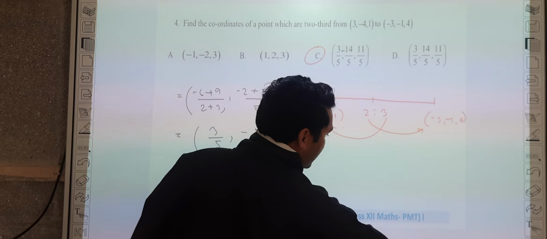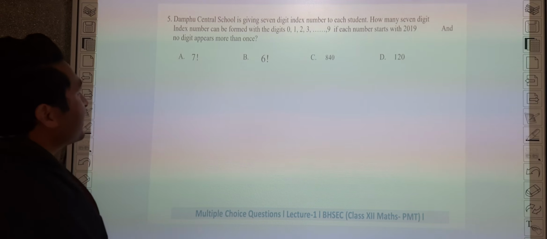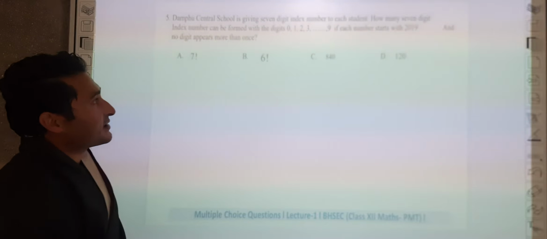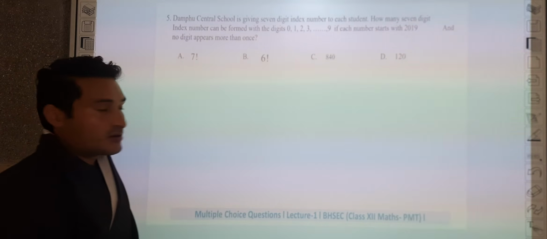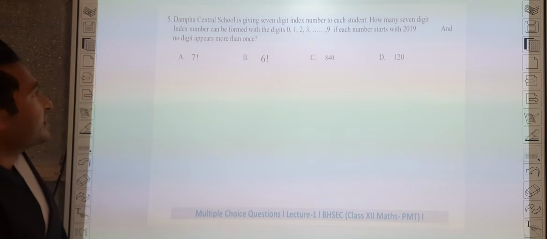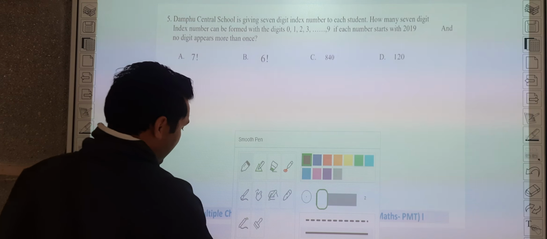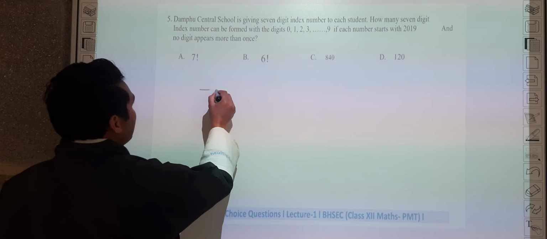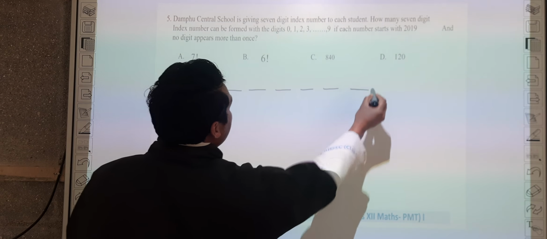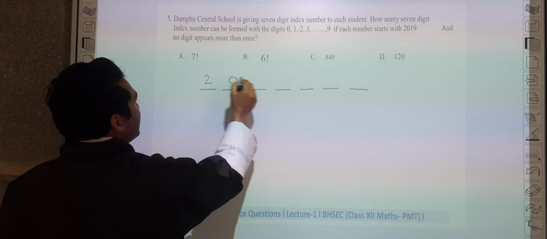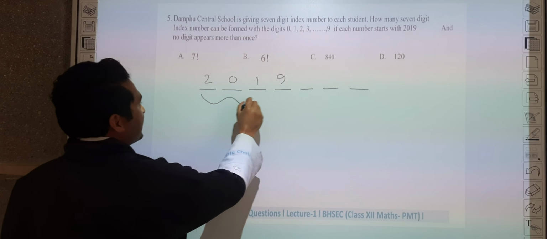Let's look at the next question. The next question says a Central School is giving a 7-digit index number to each student. How many 7-digit index numbers can be formed with digits 0 to 9 if each number starts with 2019, and no digit appears more than once? So let's look at this. To solve this one, we have a 7-digit index number, 1, 2, 3, 4, 5, 6, 7, and it is said that all the index numbers should start with 2019, and there is no repetition, meaning these 4 places are fixed.